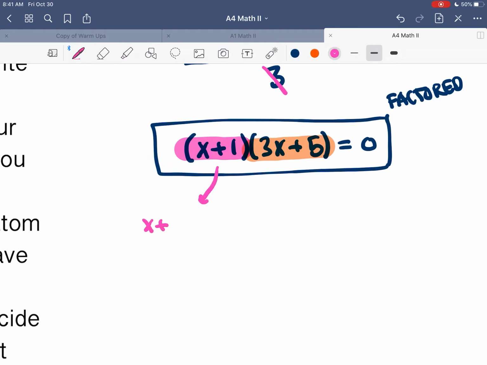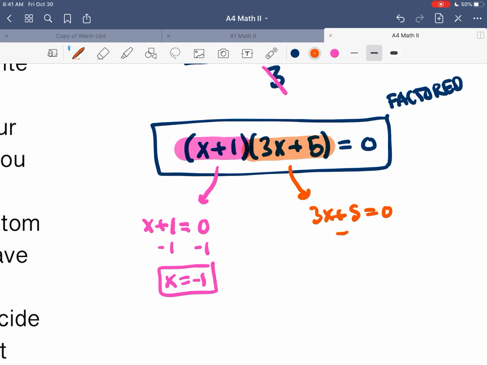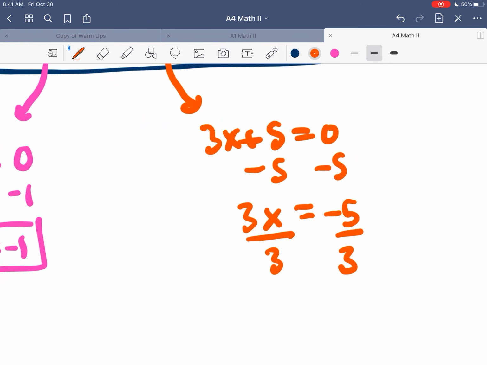So we're just going to set ourselves up two equations and say what would make x plus 1 equal 0 and what would make 3x plus 5 equal 0. This one is really similar to the ones before. It ends up being -1. This one, however, has just an extra step, but don't freak out. It's just like when we always solve equations.